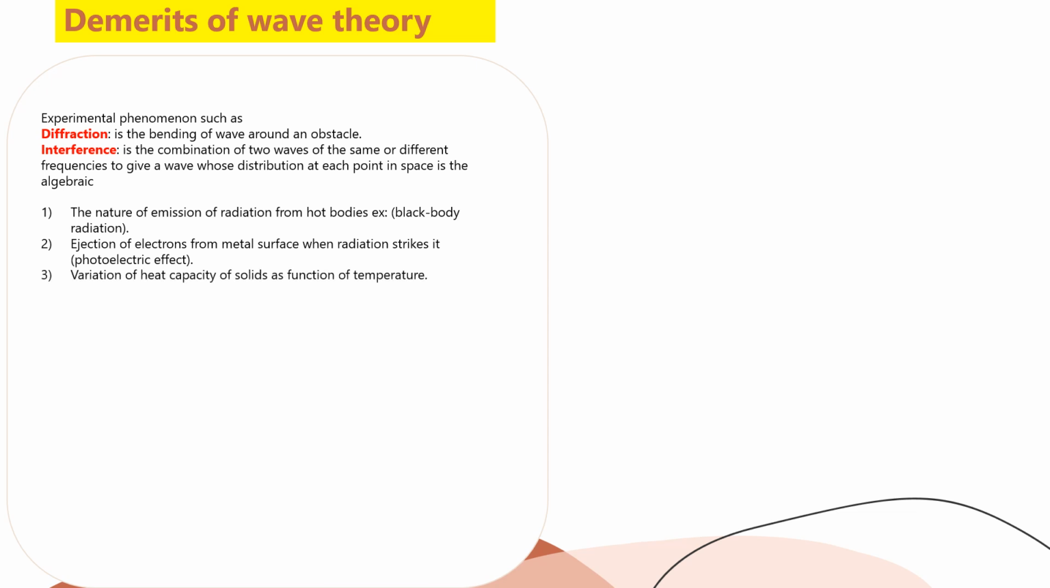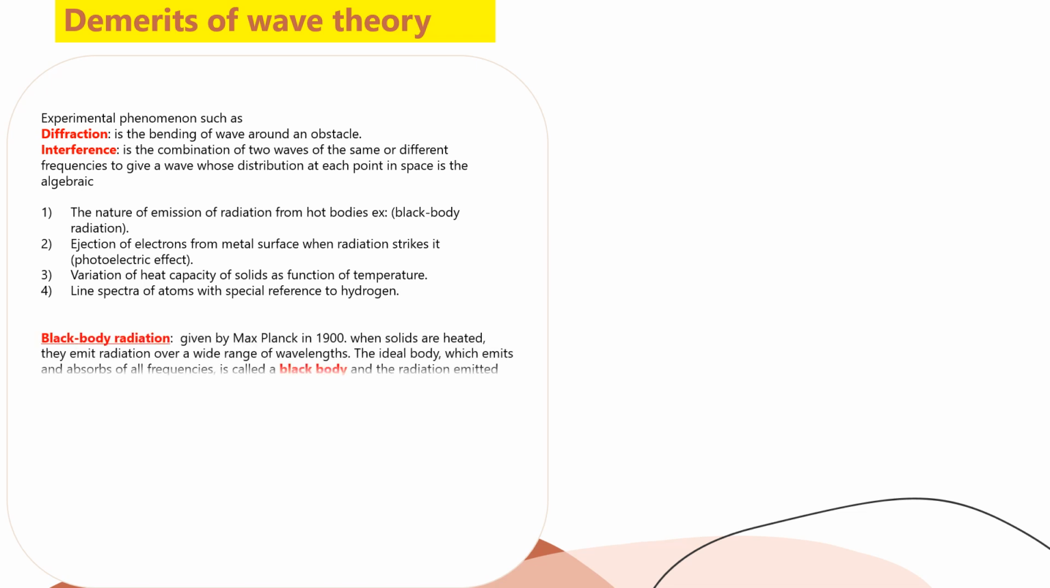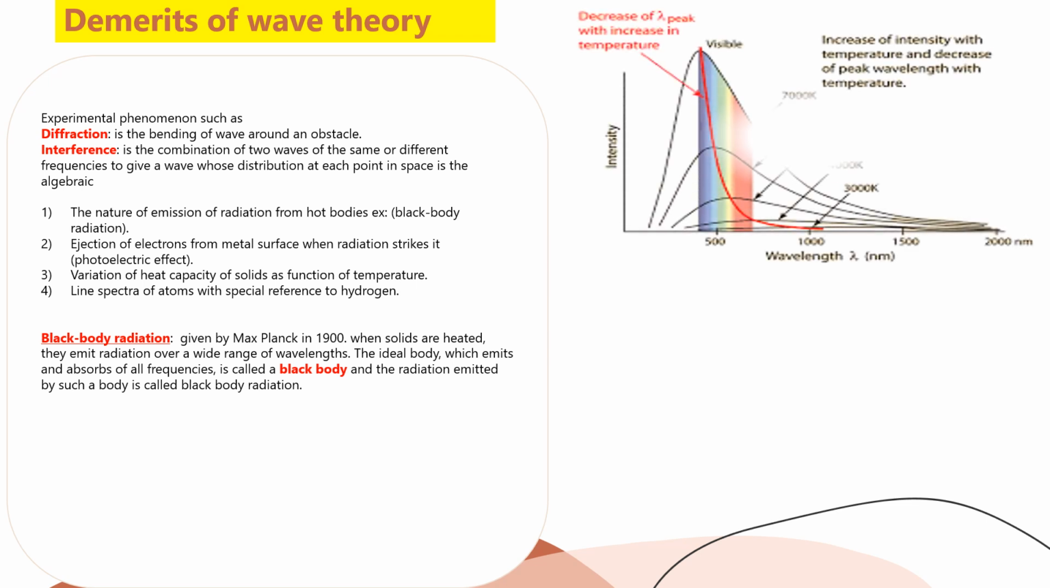So what is black body radiation? The phenomenon of black body radiation was given by Max Planck in 1900. When solids are heated, they emit radiation over a wide range of wavelengths. An ideal body which emits and absorbs radiation of all frequencies is called a black body, and the radiation emitted by such a body is called black body radiation. Here, the exact frequency distribution of the emitted radiation from a black body depends only on its temperature. So this is black body radiation.